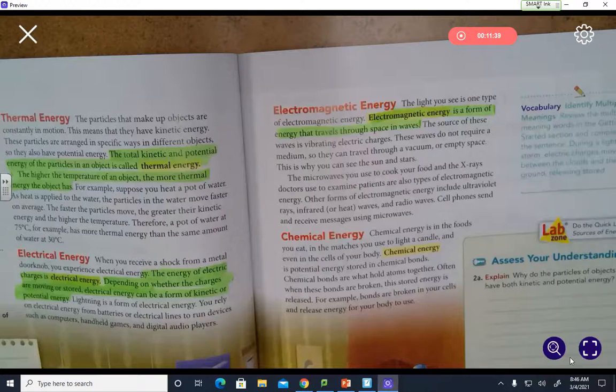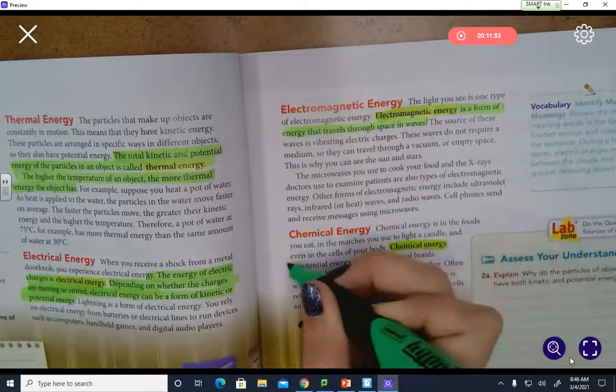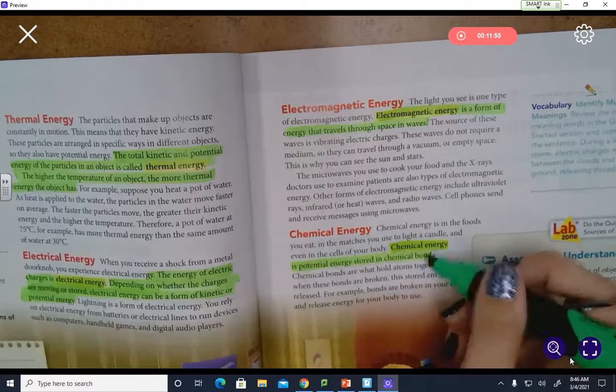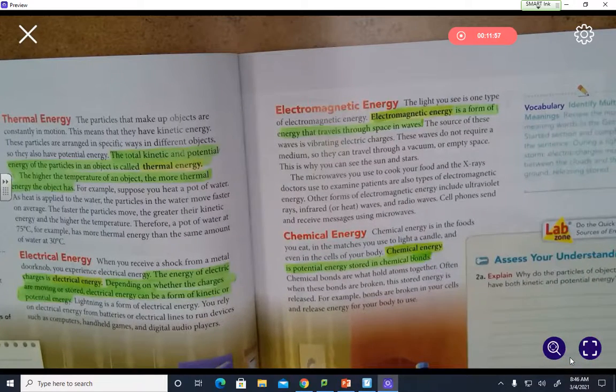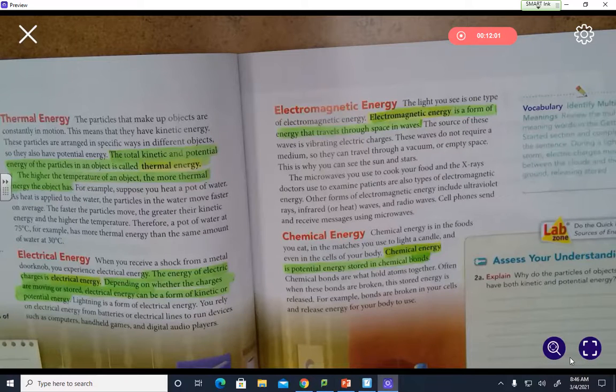Then lastly, we have chemical energy. Chemical energy is in the foods you eat, in the matches you use to light a candle, and even in the cells in your body. Chemical energy is potential energy stored in chemical bonds. Chemical bonds are what hold atoms together. Often when these bonds are broken, the stored energy is released. For example, bonds are broken in your cells and release energy for your body to use.